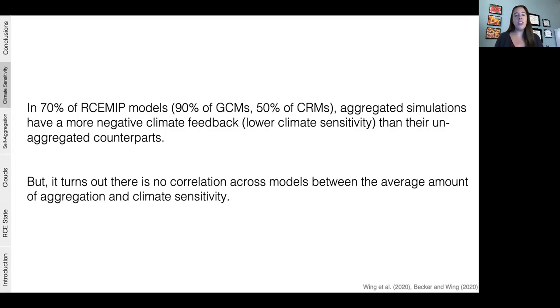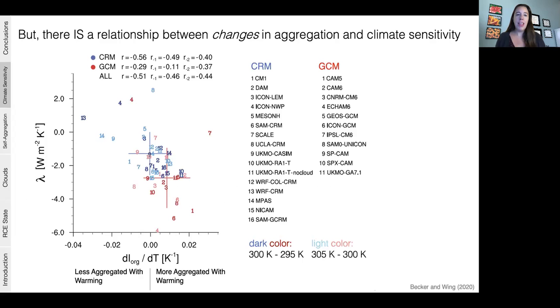However, it turns out that there's no correlation across models between the average amount of aggregation and the climate sensitivity. Instead, there is a relationship between the changes in aggregation with warming and the climate sensitivity. What's shown here is the climate feedback parameter for all of our models, blue for the cloud resolving models and red for the GCMs, against the change in IORG, one of our aggregation metrics, with warming.